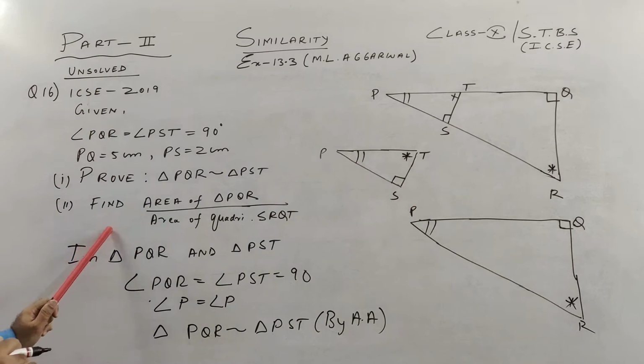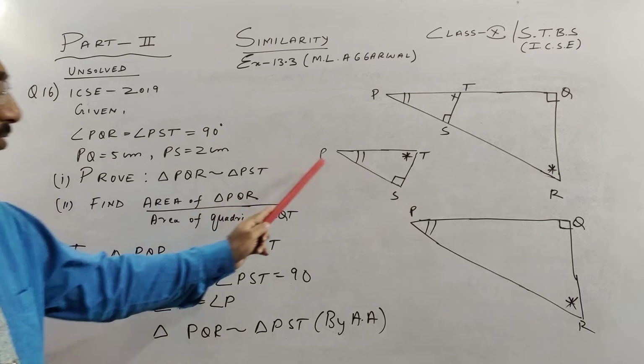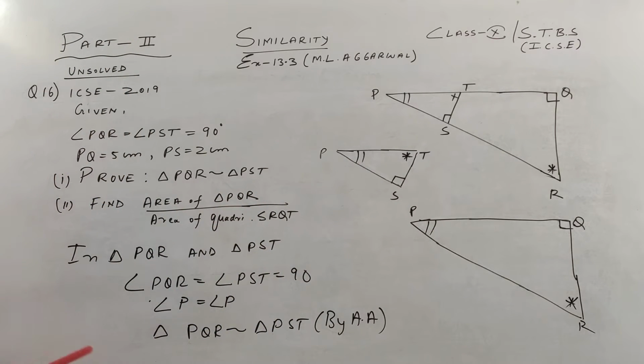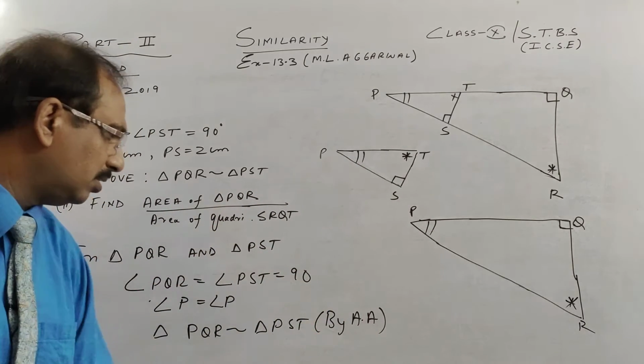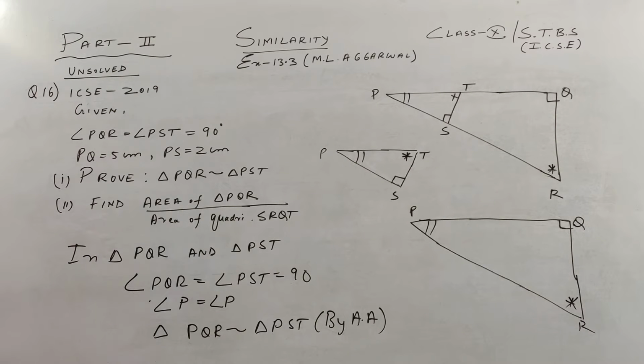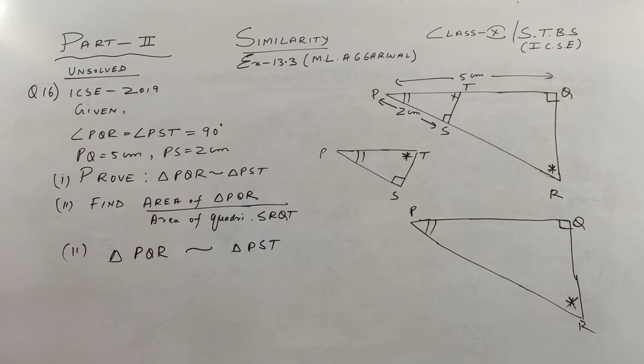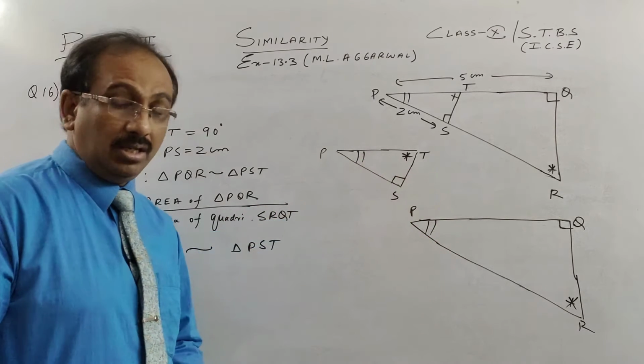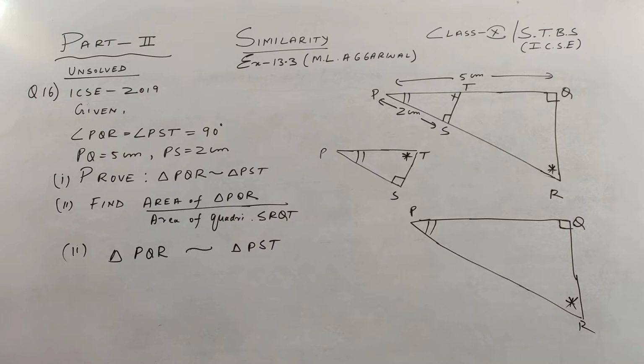Now the second part is a little tricky and very important. So kindly pause the video and copy, because for the second part I will use this area. So children, for the second part, we have proved these two triangles are similar by a rule of congruency.